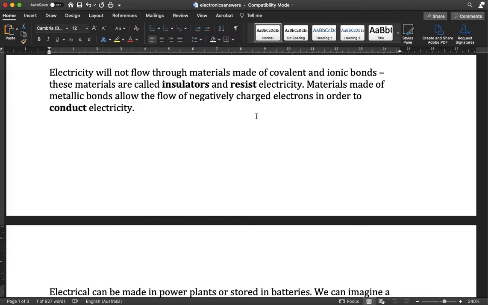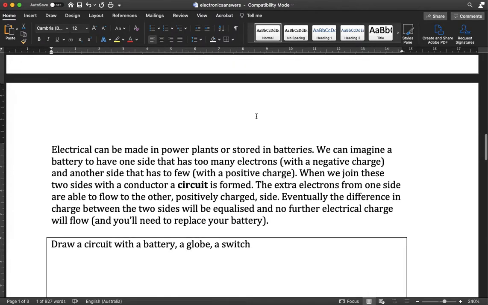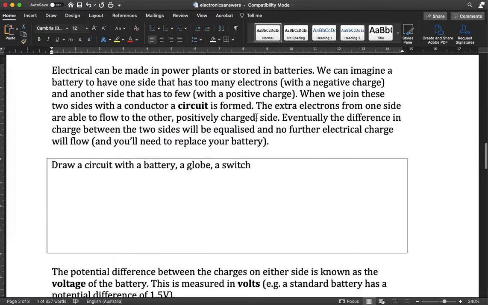Metals, on the other hand, are good conductors of electricity, and they have lots of electrons which are able to conduct electricity. Electricity can be made in power plants or stored in batteries. We can imagine a battery as having one side that has too many electrons with negative charge and another side with too few electrons which has a positive charge. When we join these together with a conductor, a circuit is formed. The extra electrons from one side are able to flow to the other. Eventually, the difference in the two charges will be equalized and you'll need to replace the battery.